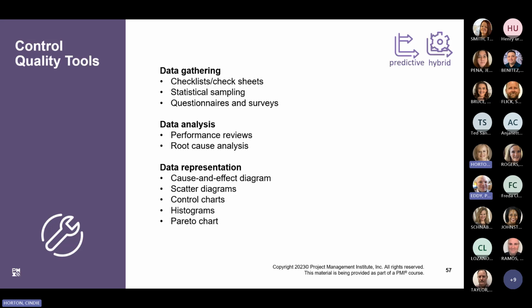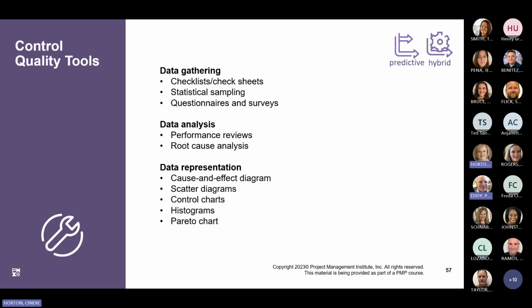Data representation or visualization tools are discussed in our next few slides. These visual artifacts are important tools for project managers, and you probably have used some of these. So let's look at the tools project managers use to control quality on a project. Data gathering tools include checklists or check sheets, statistical sampling, and questionnaires and surveys, and we'll use those when we're gathering our data.